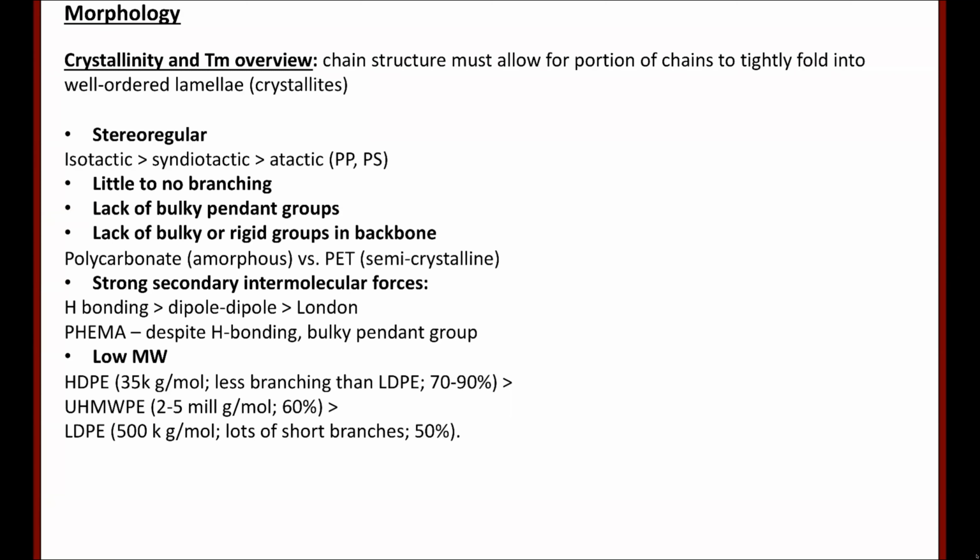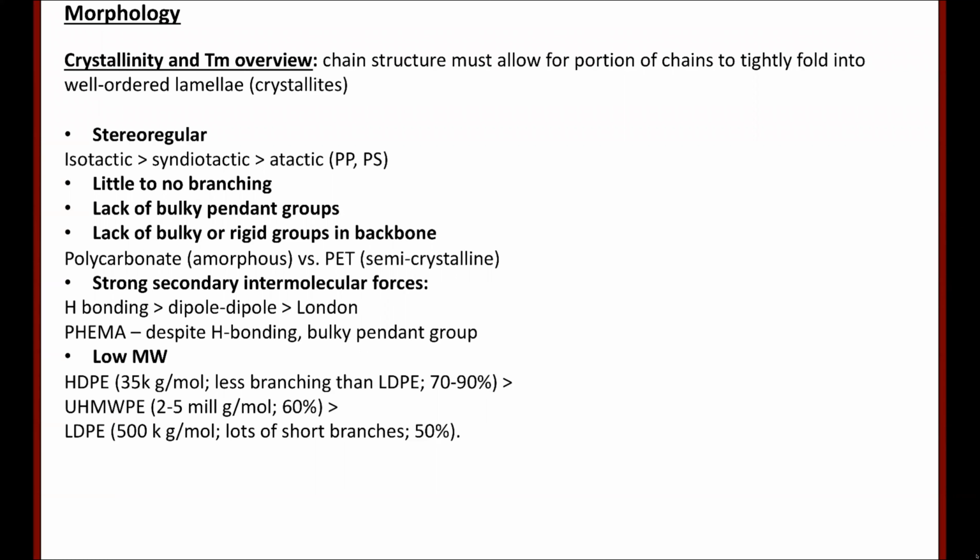But you're right for maybe something like high density polyethylene, right? If you haven't got branching, you've got a higher molecular weight, there is going to be lots more crystalline regions in that.